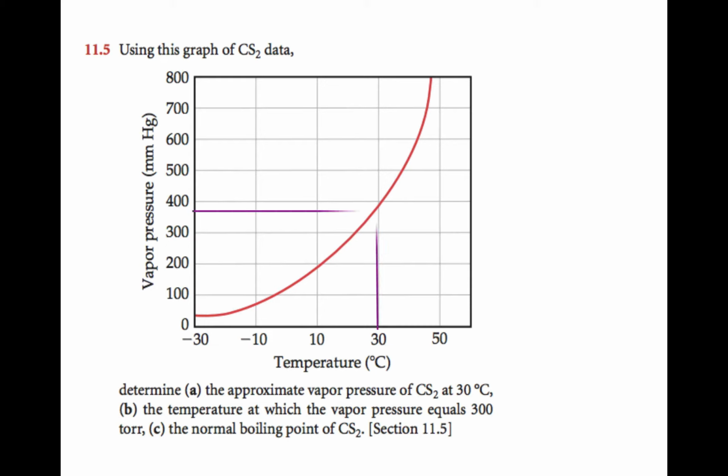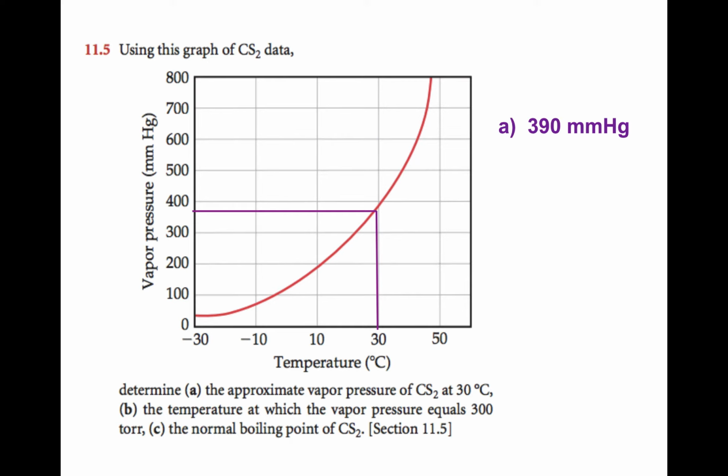So at 30 degrees, we touch the line, my eye sees about 390 millimeters of mercury. Somebody could have seen 380, I guess. So at 30 degrees Celsius, my estimate is a vapor pressure of 390 millimeters of mercury.